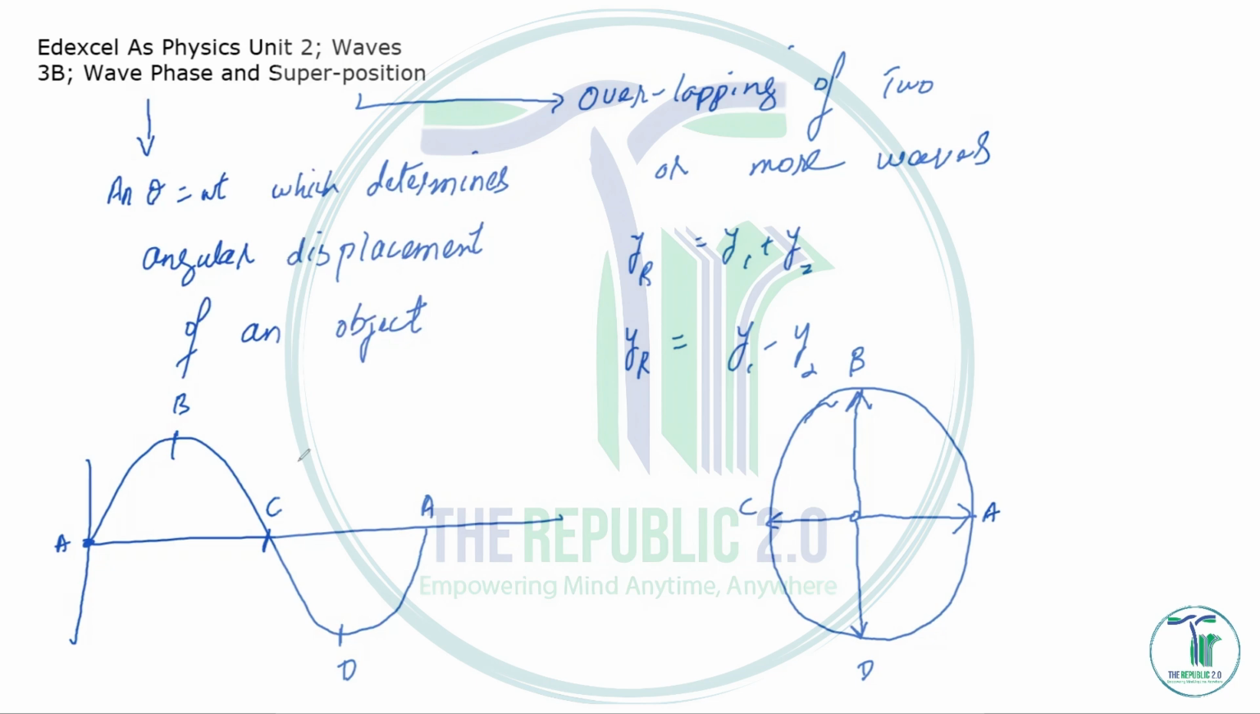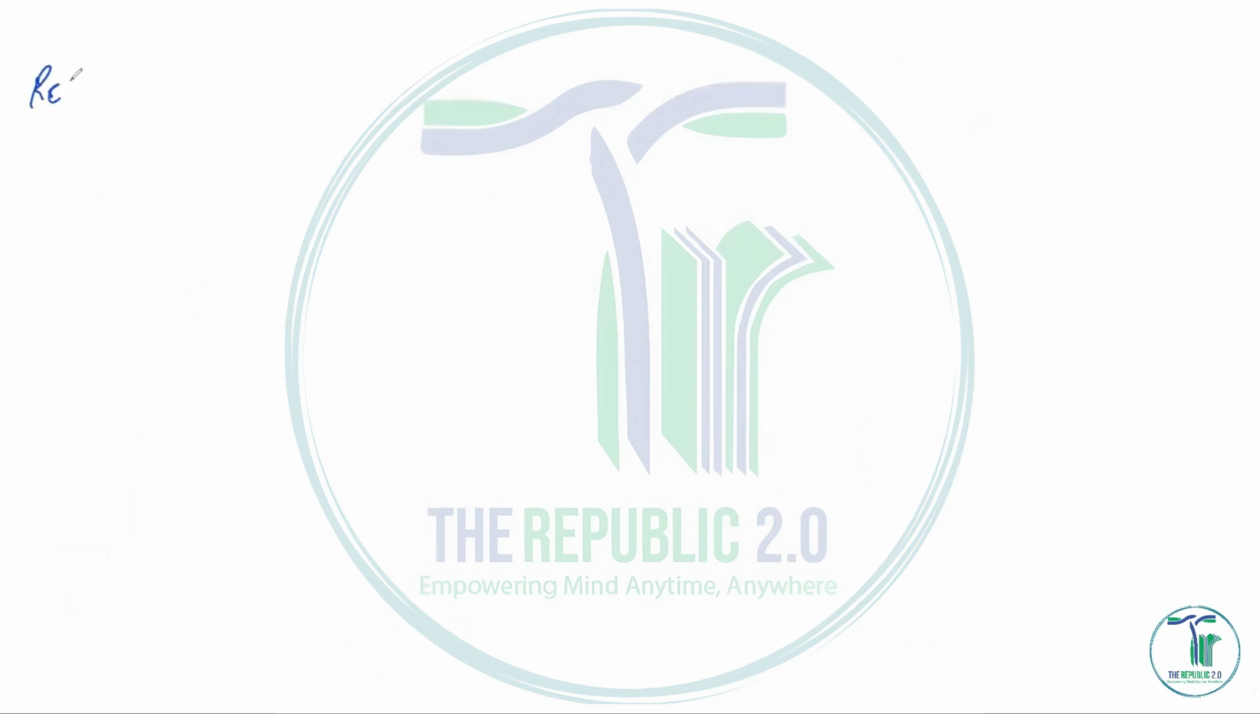So by comparing this motion and this motion, we can also talk about the phases, the angles. When the object was at A, the phase was 0 degrees. At B, the phase was 90 degrees. At C, the phase was 180 degrees. At D, the phase was 270 degrees. And when the object got back to A, the phase was 360 degrees, meaning a complete cycle has been achieved.